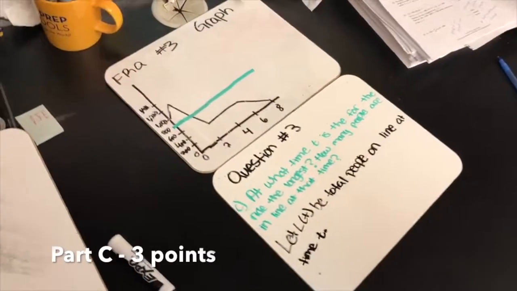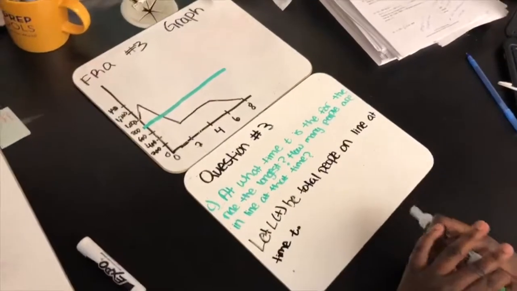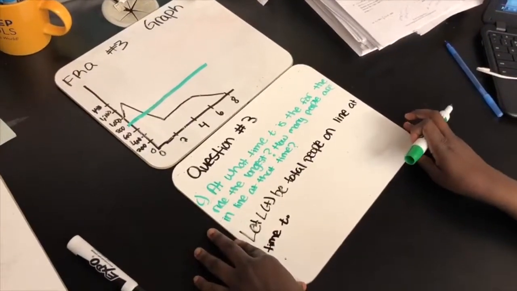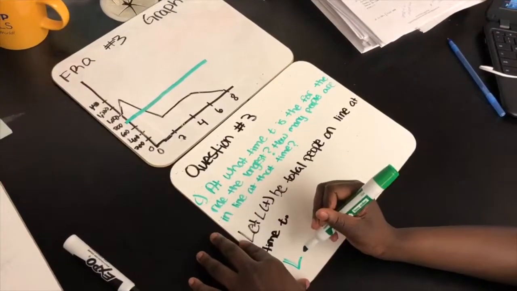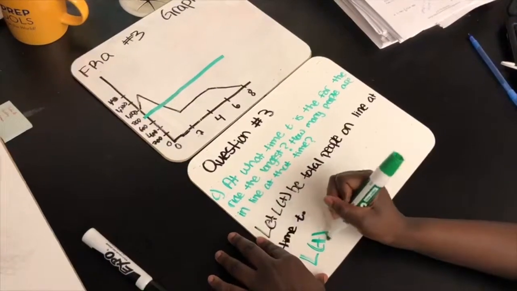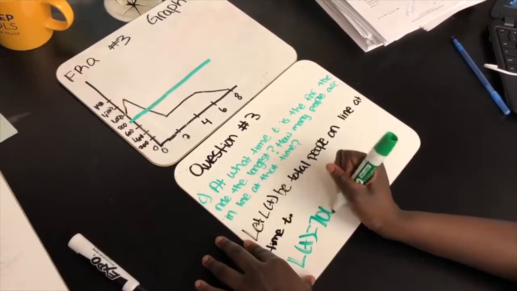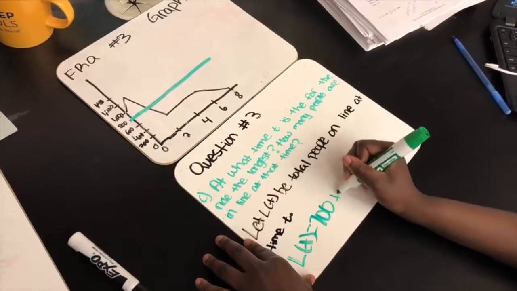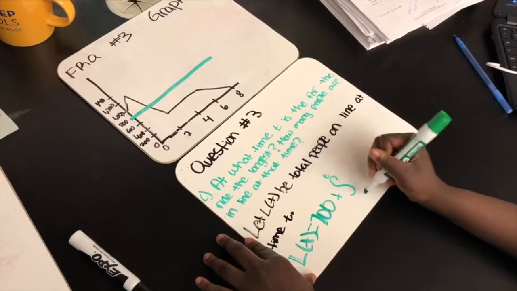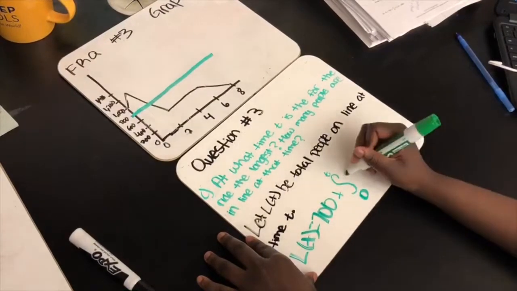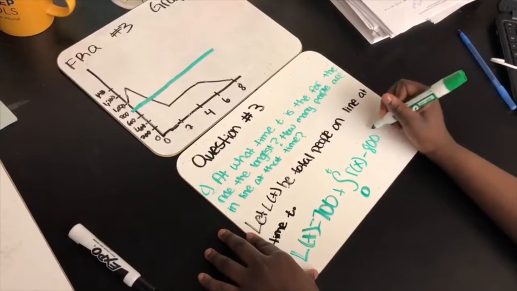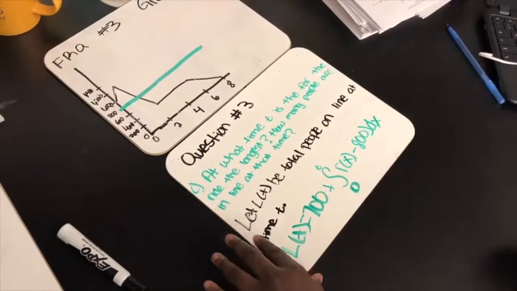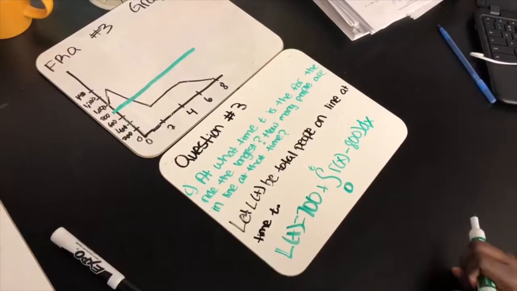For 2010 part C, it reads, at what time t is the line for the ride the longest? How many people are in line at that time? Justify your answer. So let L of t be the total number of people in line at time t. I'm writing L of t is equal to 700 plus the integral from 0 to t of (R of x minus 800) dx. That's the equation we're going to use for the rest of this problem.